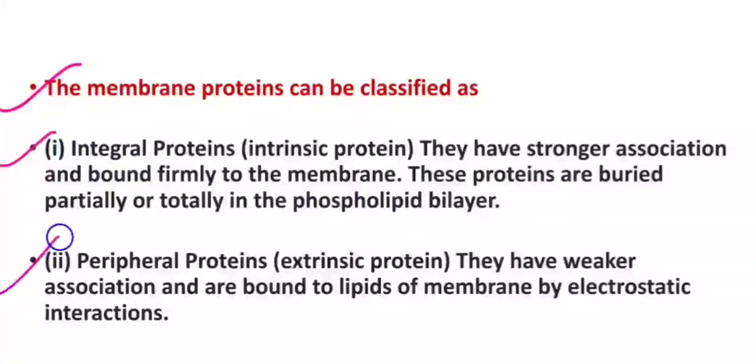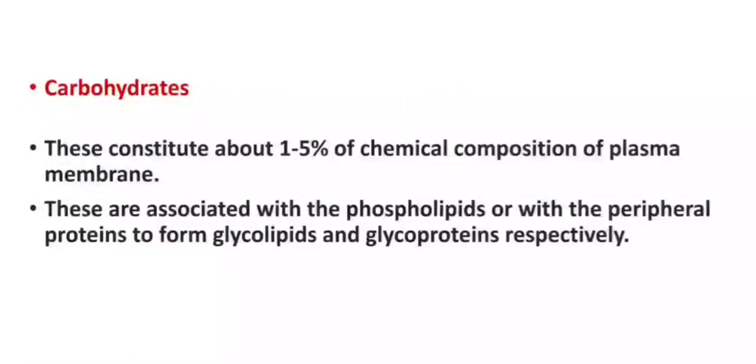Whereas peripheral proteins are the extrinsic proteins. They have weaker interactions or weaker associations. They are bound to the lipid membrane by electrostatic interactions, or usually these are found on the outer surface of phospholipids of the membrane. Now next is the carbohydrate part.